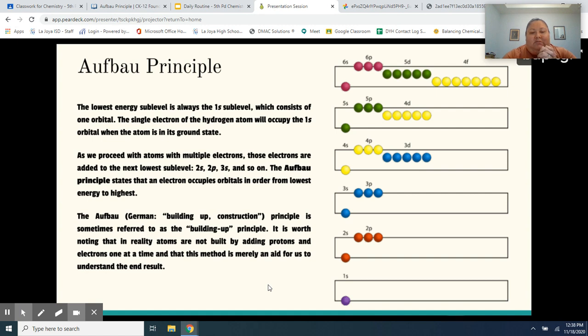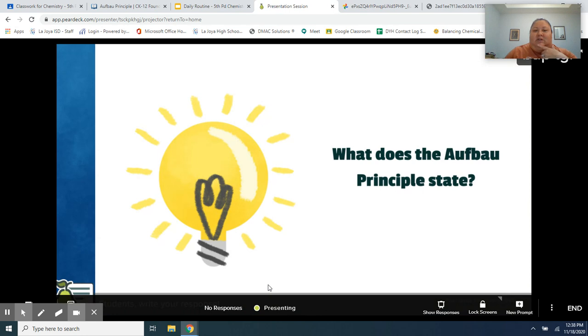This principle is sometimes referred to as the building up principle, okay? It is worth noting that in reality, atoms are not built by adding protons and electrons one at a time. This method is just a helpful way for us to understand where exactly all of those electrons are.